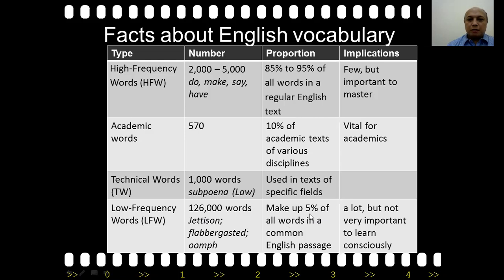So these words make up only 5% of all words in a common English passage. So it's a lot, yeah, there are a lot of words there, but not very important to learn consciously. What do I mean by consciously? Consciously means you consciously memorize the words. You come across the words or you hold a list of words and then you memorize them, you learn them deliberately. That is consciously. Yeah.